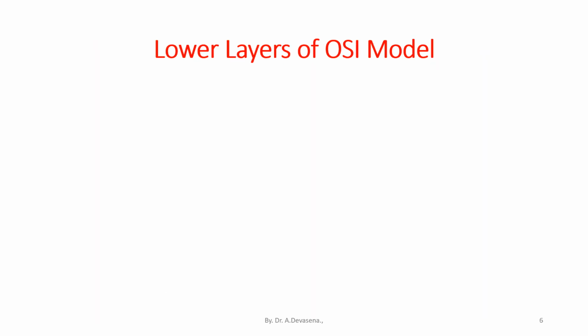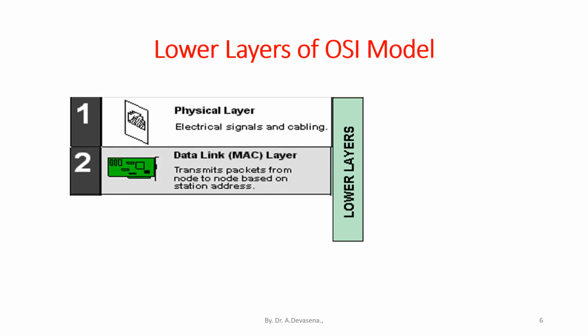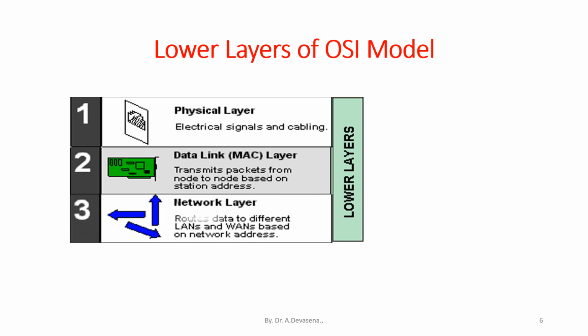Let us see the lower layers of the OSI model. Layer 1 is the physical layer. Electrical signals and cabling are handled in the physical layer. Layer 2, data link, that is the MAC layer. It transmits packets from node to node based on station address. Layer 3, network layer, routes data to different LANs and WANs based on network address.